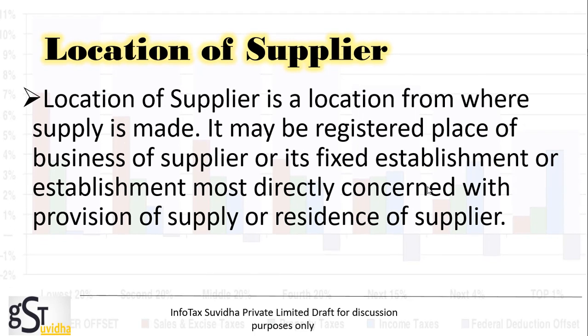Location of supplier. Location of supplier is a location from where supply is made. It may be registered place of business of supplier or its fixed establishment or establishment most directly concerned with provision of supply or residence of supplier.